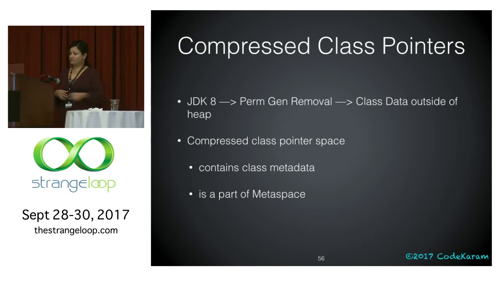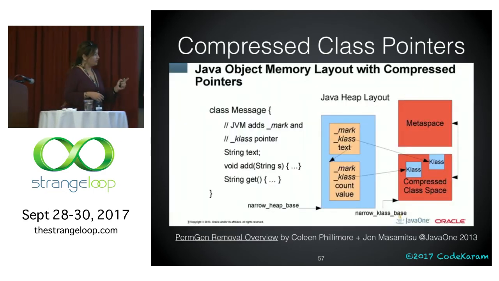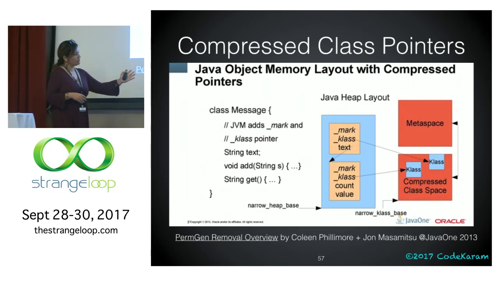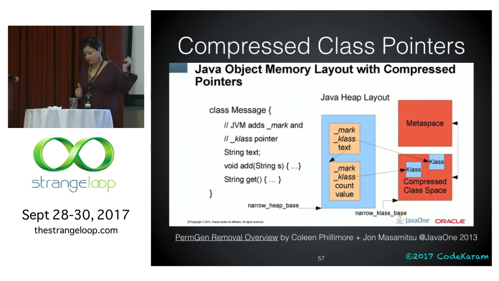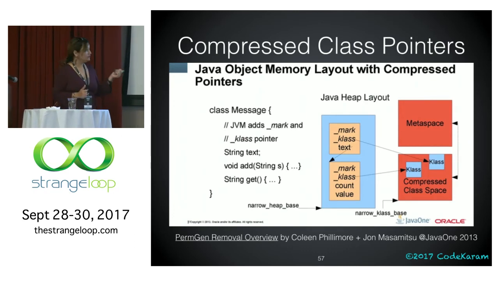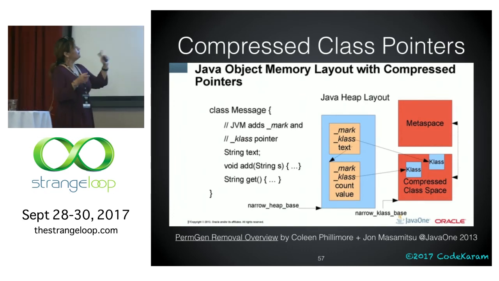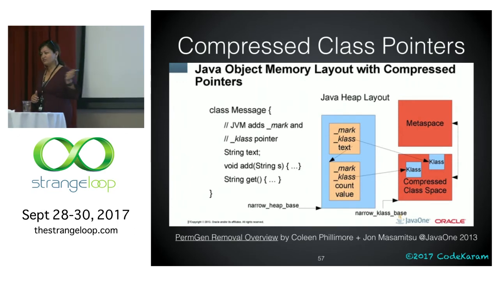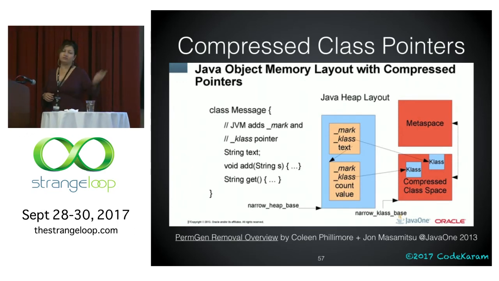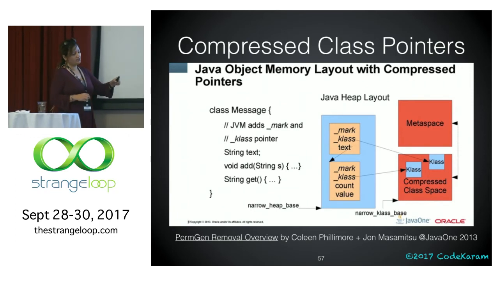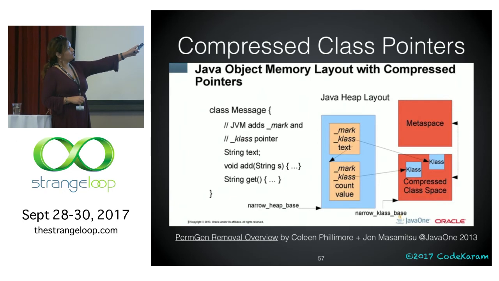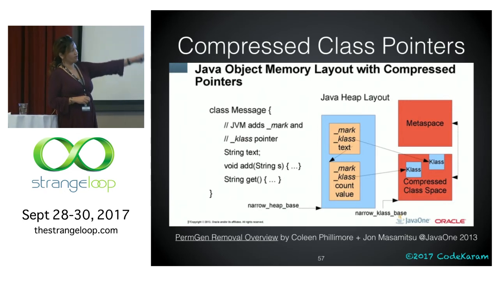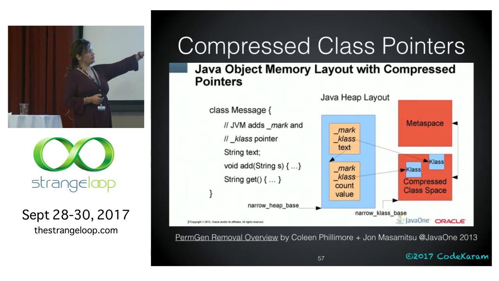I took this from a presentation by John Masamitsu and Colleen Fillmore. They presented this at JavaOne. John Masamitsu was the project lead for metaspace and permgen removal. What it shows here, which is important for us to know since I'm not going to talk about permgen removal, is that now permgen is metaspace, and then we have the compressed class space, which is also a part of metaspace. In compressed class space, you're storing all those compressed classes.